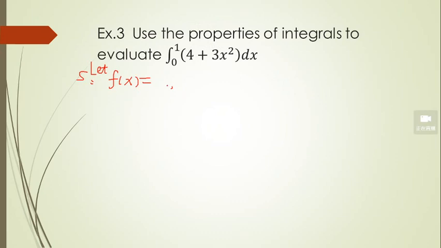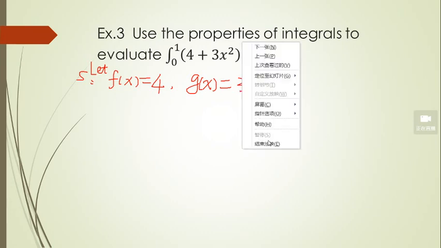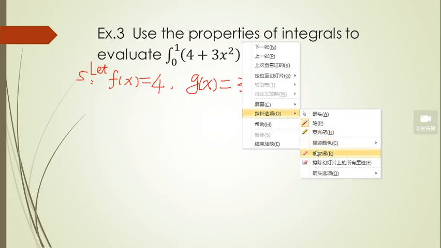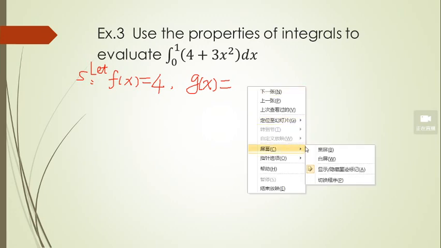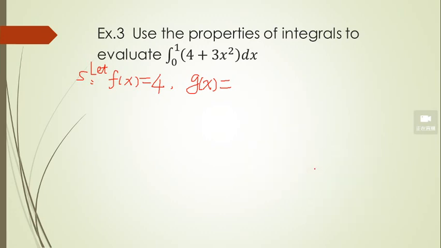So we let the first part be function f, which is 4, and we know 4 is a constant function, right? g(x) is 3x squared. Actually, you can let g(x) equal x squared, okay? Because 3 times x squared will be the constant multiple rule, actually, right? So we let f(x) be the constant 4, and function g be x squared.